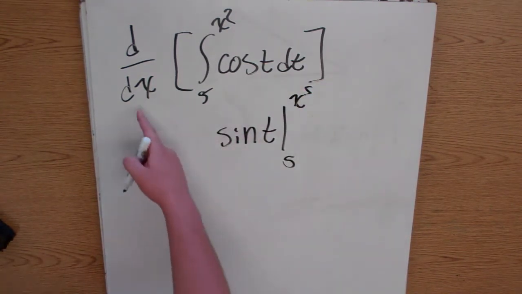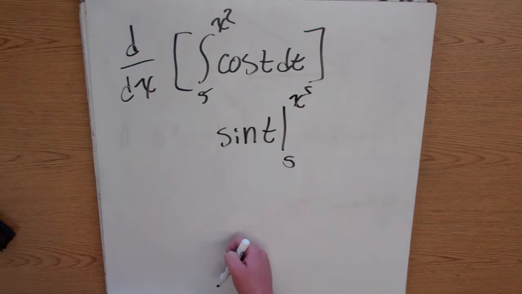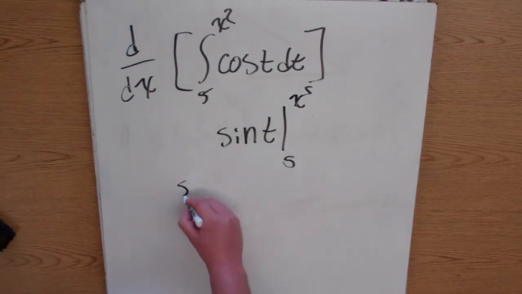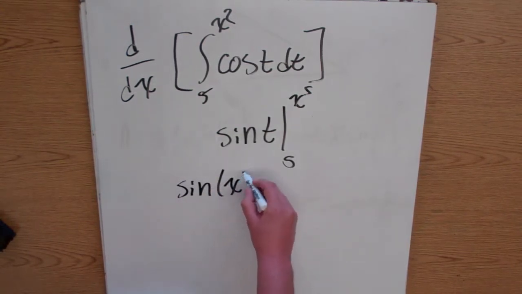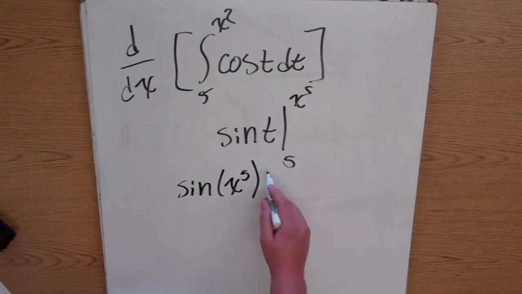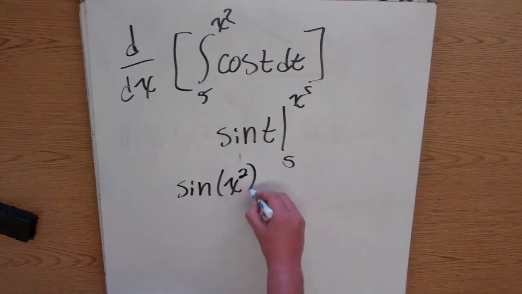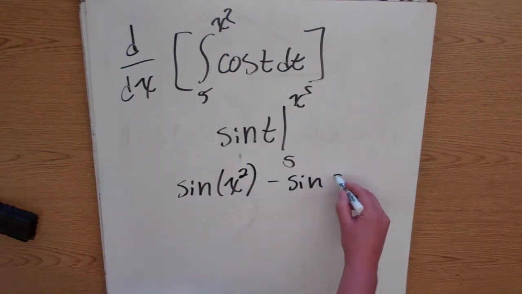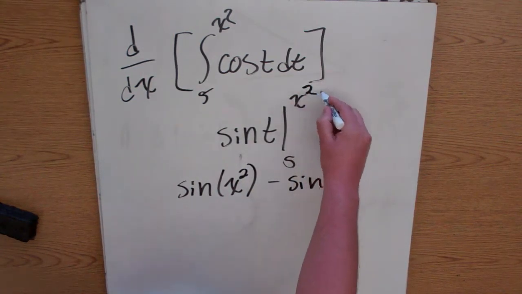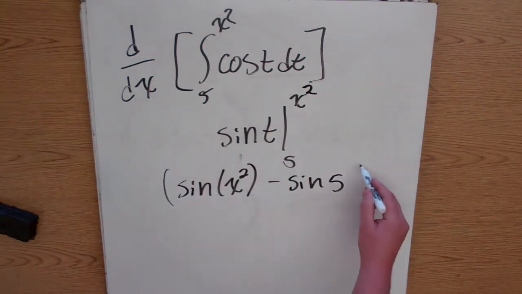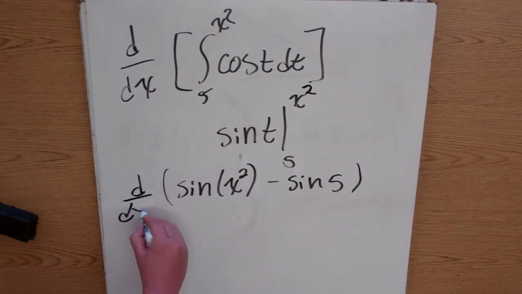And then after that, we're going to take the derivative of it. When you evaluate this, you're going to get sine of x to the fifth. Where did I get the fifth from? It's x squared, minus the sine of 5. That should be a 2. Now, we're going to take the derivative of that.